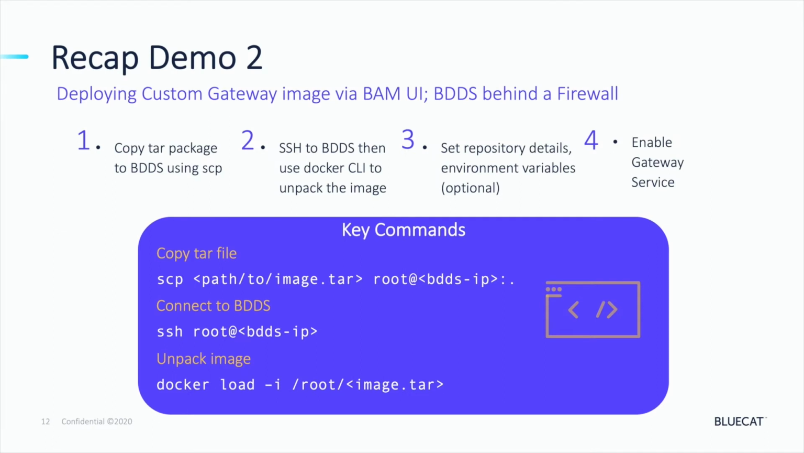To recap demo 2, deploying a custom image with BDDS behind a firewall. There were 4 major steps. We copied the tar package to BDDS using SCP. We SSH to the BDDS and then used Docker CLI to unpack the image. And then we returned to BAM to set repository details, environment variables, ports if necessary, and enabled gateway service. For reference, these are the key commands that we used in this demo: the SCP command, the simple SSH command to connect to the BDDS, and docker load, and that is to unpack the tarred image.